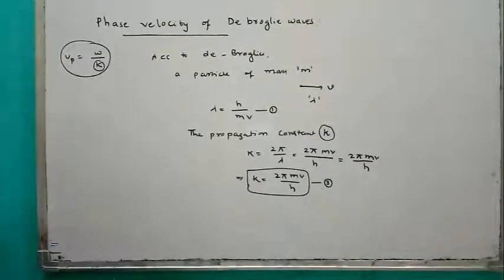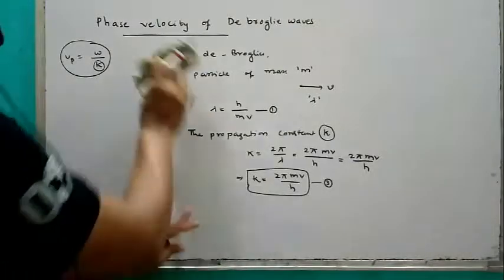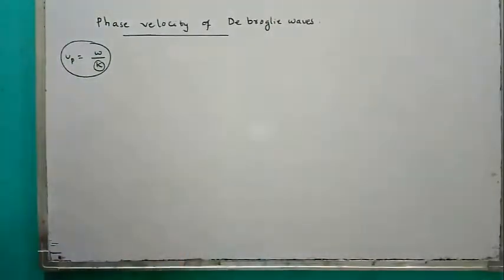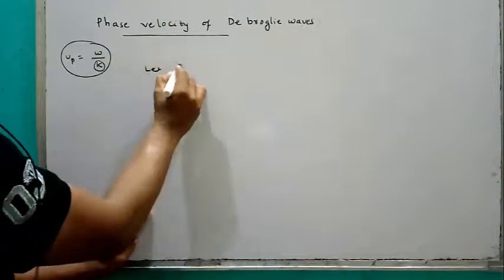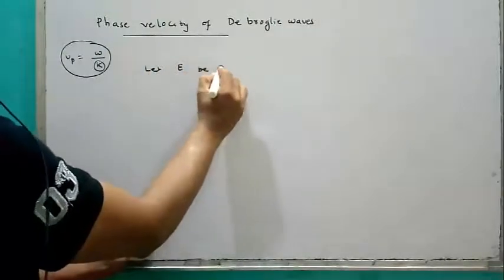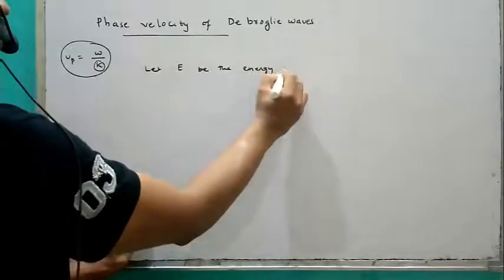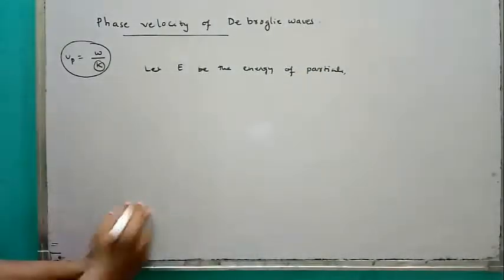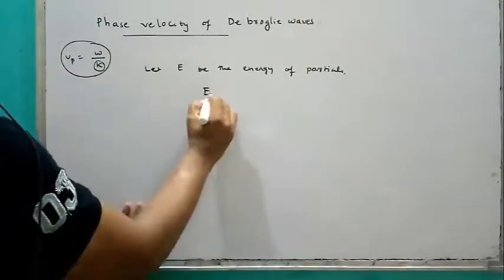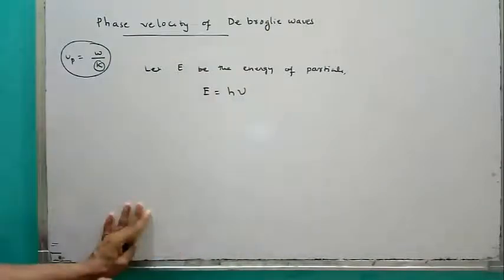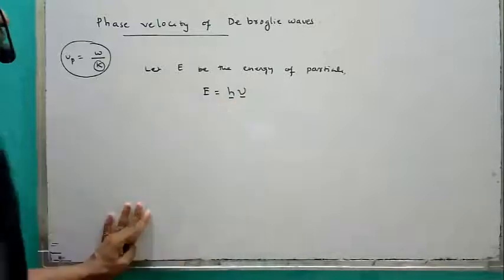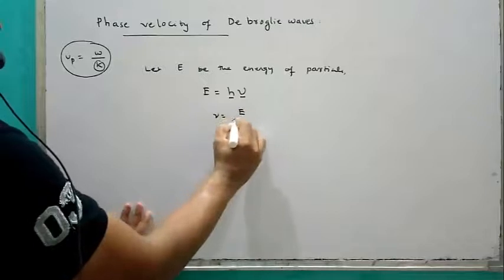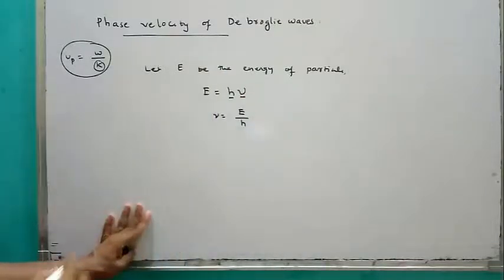Now we have to find the angular frequency. So let E be the energy of the particle. According to the quantum condition, E equals h nu, where h is Planck's constant and nu is the frequency. Here nu equals E by h.